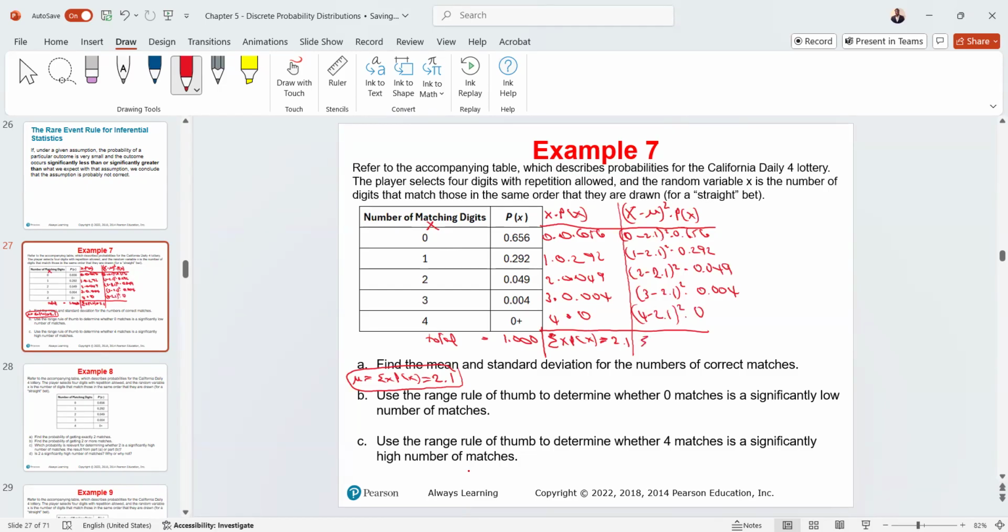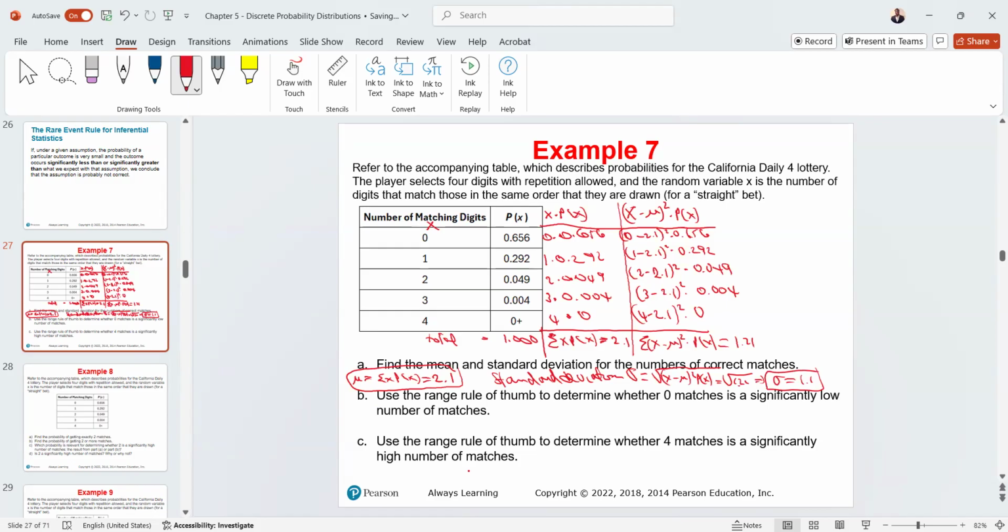So when you add all of this, x minus the mean squared times p of x, I believe the answer again here is 1.21. So for us, standard deviation, sigma is the square root of x minus mu squared times p of x, square root of 1.21. So sigma is 1.1. Feel free to verify these because we're going to need them for future reference.